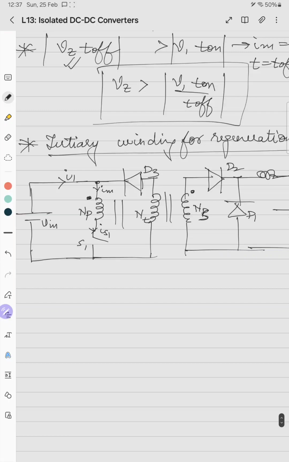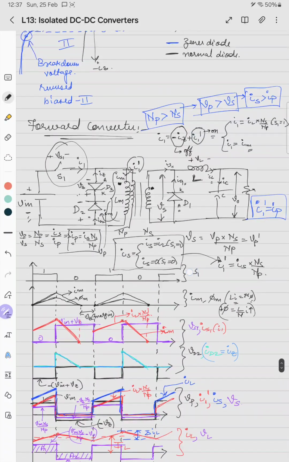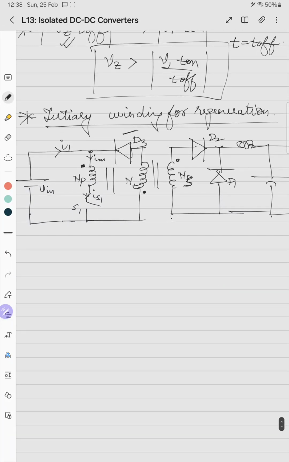So when the switch is off, the transformer should send this energy IM back to the source. In that case, the dot polarity of the tertiary winding should be this. Why? Because the diode is sitting here. When S1 is on, this circuit behaves very similar to the conventional forward converter. We have to see then what happens in the turn off time.